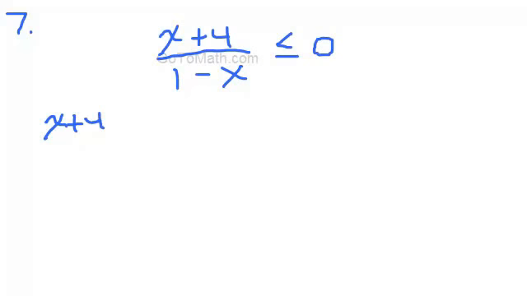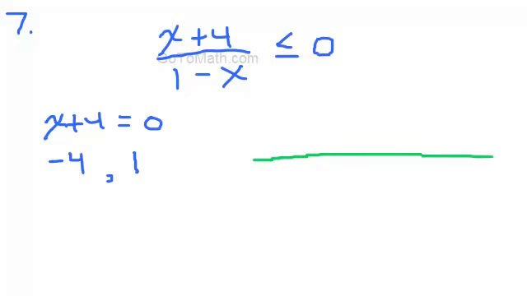so as you can see here, we're setting the numerator equal to 0 and finding the real zeros. And it looks like we've got negative 4. And then of course we're going to look at the denominator and see what makes it 0, and that's going to be 1. And we'll go ahead and draw a graph now, labeling negative 4 and 1 on the graph.